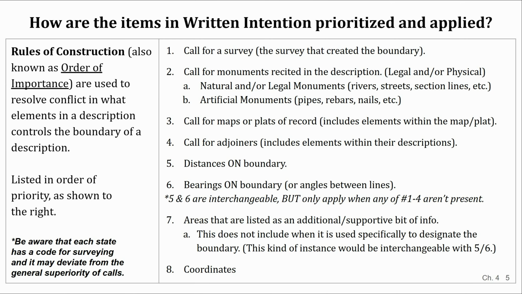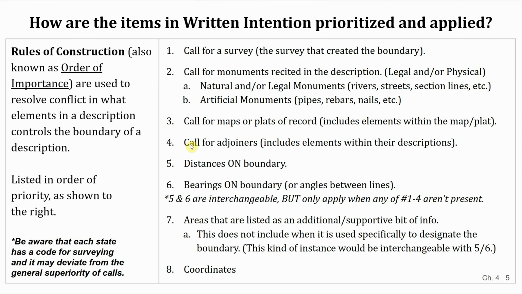Number 4 is calls for adjoiners, which in a way means it's calling for any item that's referenced in that adjoiner description. So maybe the description calls for wood posts, rebars, center of a road, whatever it might be. Those items can be helpful, but not as directly or quickly as helpful as the items listed above that. So if all of these are missing or failing you, the next thing to look at would be adjoiners.